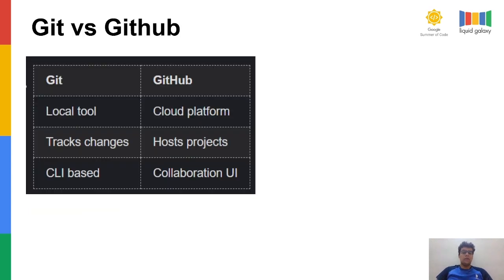So now let us go through Git versus GitHub. Git is a local CLI tool, command line interface tool, whereas GitHub is a cloud platform, a web platform. Git is used to track changes, whereas GitHub is used for hosting projects, remote collaboration, and so on. Git is CLI based, and GitHub is a web platform having a collaboration UI.